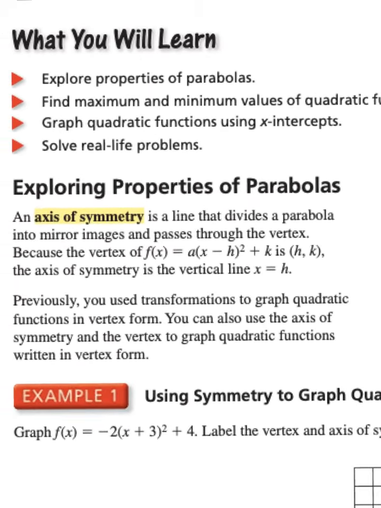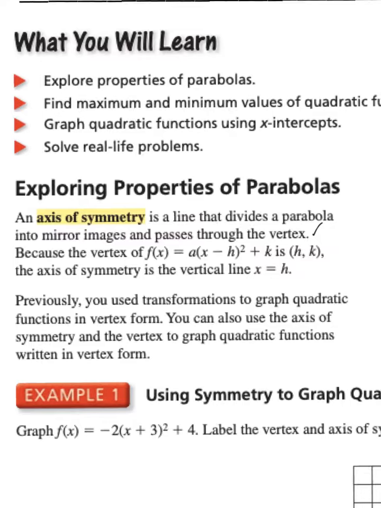So the axis of symmetry is the line that divides a parabola into mirror images and passes through the vertex. Because the vertex of f of x equals a times (x minus h) squared plus k is (h, k), the axis of symmetry is the line x equals h. So previously we've used transformations to graph quadratic functions in vertex form, but we never used the term vertex form till yesterday, or our previous class. You can also use the axis of symmetry and the vertex to graph quadratic functions written in vertex form. So later on we're going to see that.